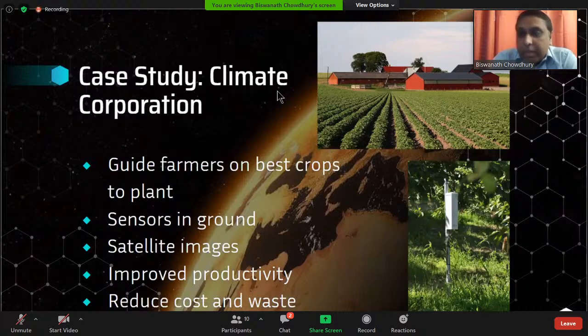So this can help improve the productivity, and also it will reduce cost and reduce the waste of fertilizer and other products. Like when they use excess fertilizer, what happens is when you have rain or something, it goes into the actual groundwater, and then it causes pollution. So it helps everyone in this case.